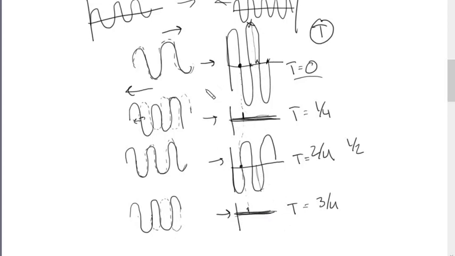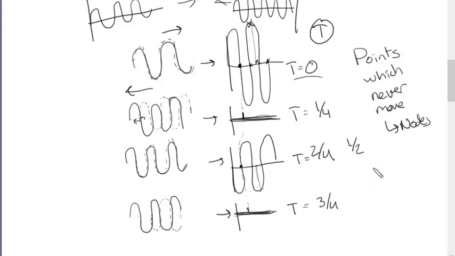oscillations. Alright, so the points which never move, what are these called? These are called nodes. And points which move to maximum amplitude, these are called antinodes.